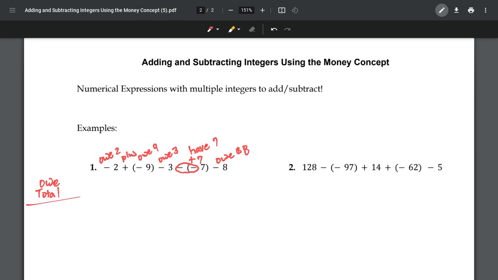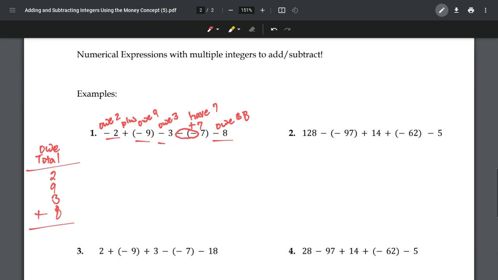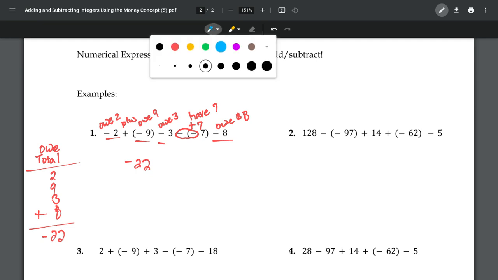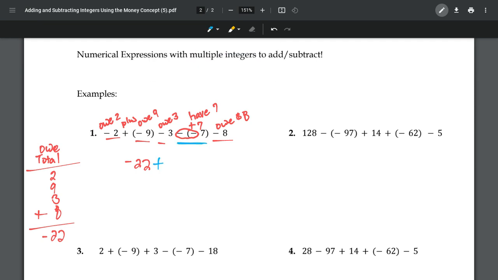To figure that out, let's just add it up. You owe me 2, plus you owe me 9 more, plus you owe me 3 more, plus you owe me 8. So how much money do you owe me in all? 11 plus 11. My gosh, you owe me $22. Because you owe me, put the negative in front of it. But you, poor thing, you only have $7 in your pocket. That's the same as plus 7, guys. So you owe me 22 total, but you only have 7.